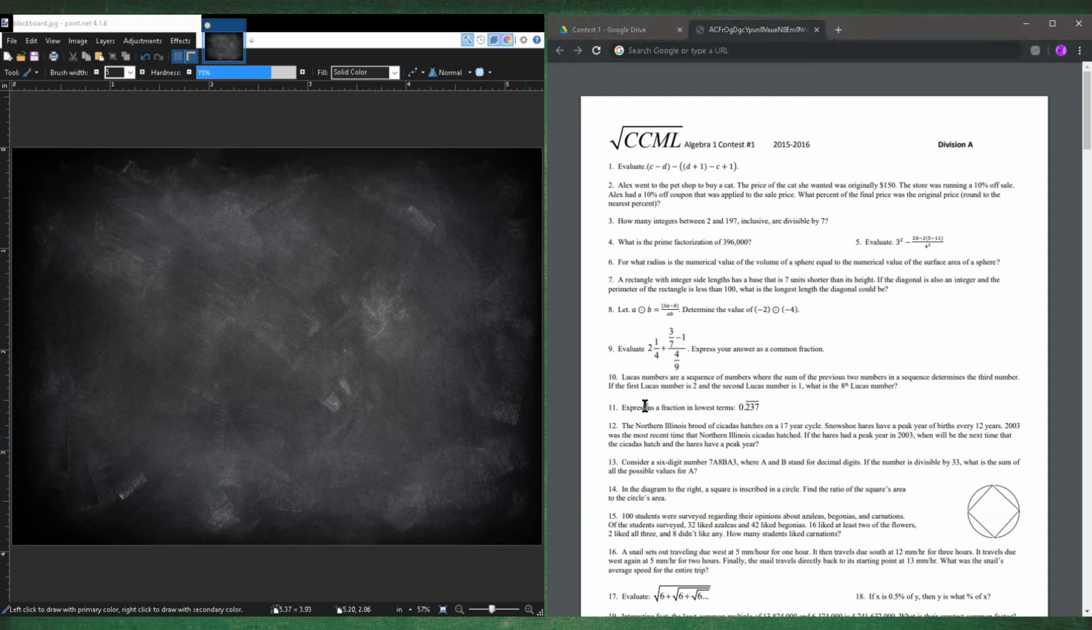Answer to question 4. Now question 5, evaluate. Since they already gave you the operation, I don't know how this is a math question. Just put it in your calculator, since it's contest 1. So it's 3 squared minus 20 minus negative 2 minus 2 times 5 minus 11, in parentheses, and 4 squared. The answer you should get is 7.